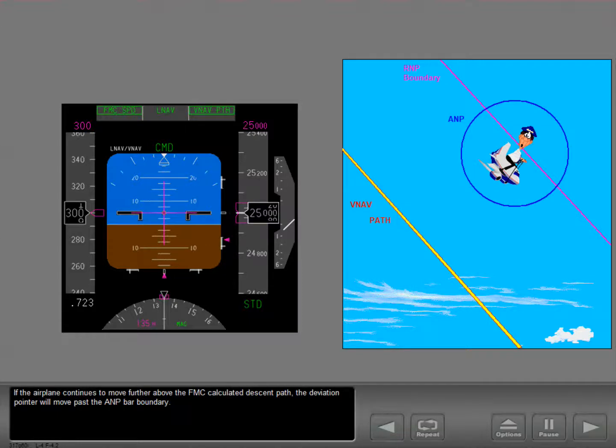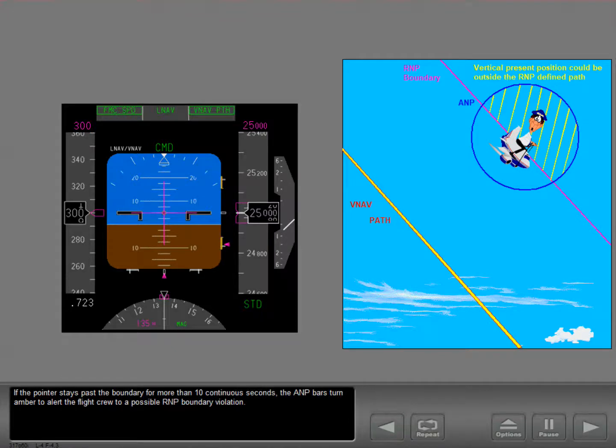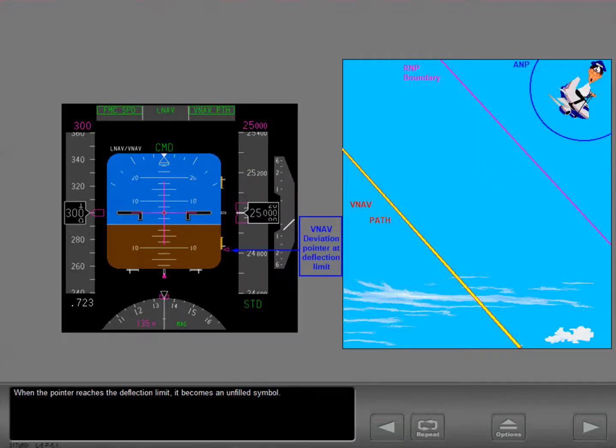If the airplane continues to move further above the FMC calculated descent path, the deviation pointer will move past the ANP bar boundary. If the pointer stays past the boundary for more than 10 continuous seconds, the ANP bar turns amber to alert the flight crew to a possible RNP boundary violation. When the pointer reaches the deflection limit, it becomes an unfilled symbol.